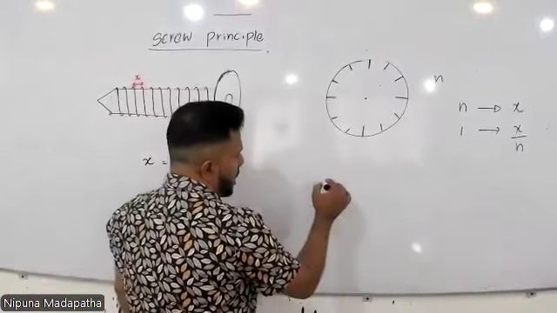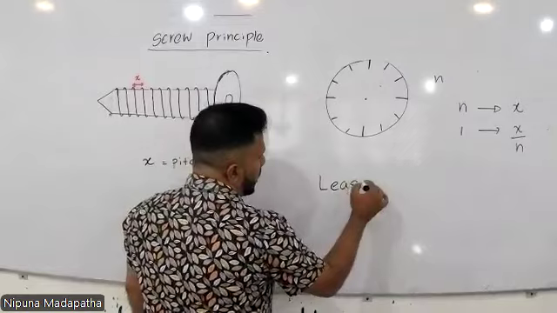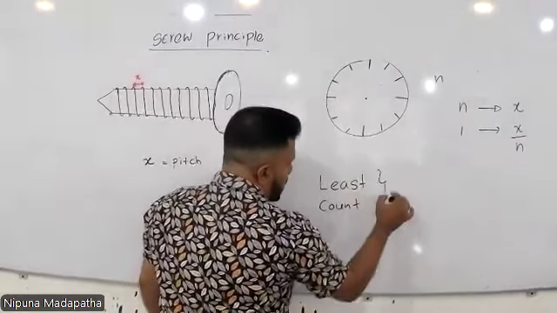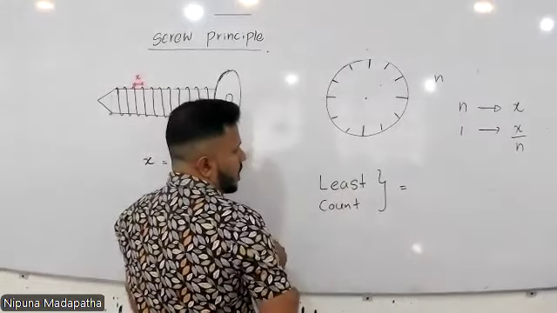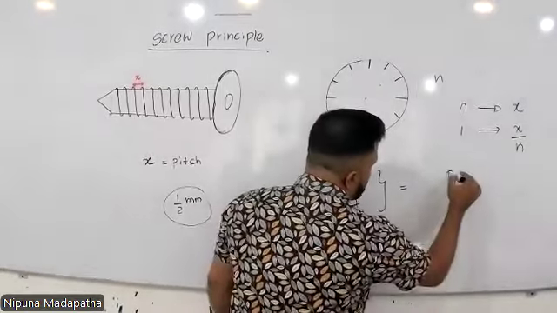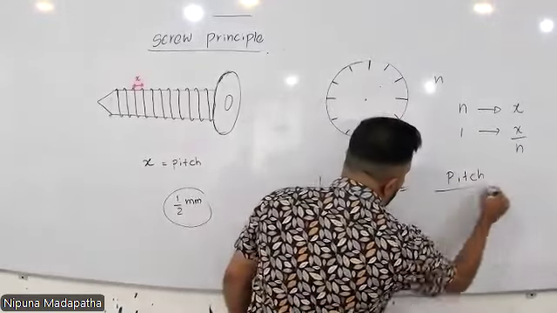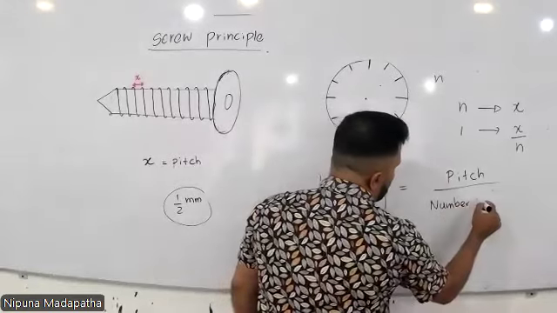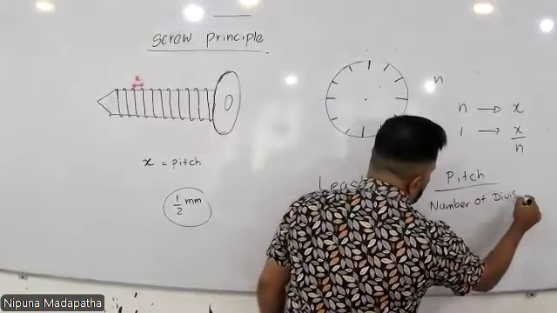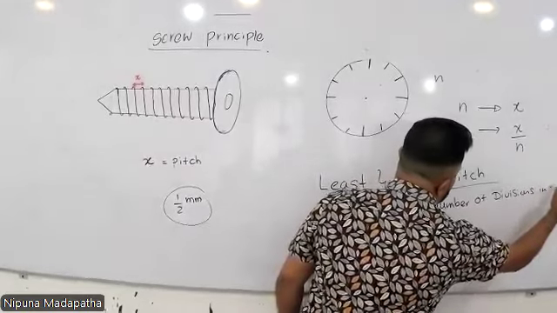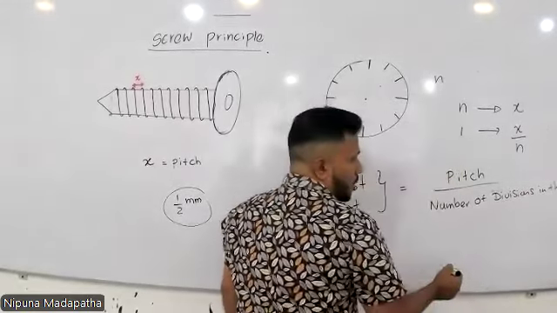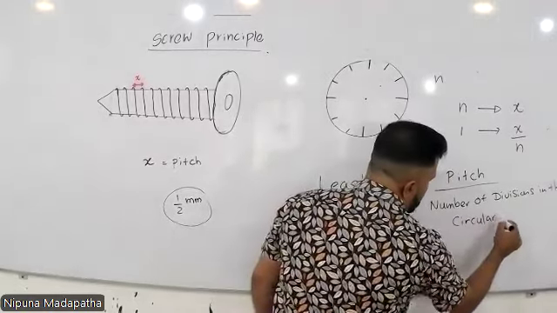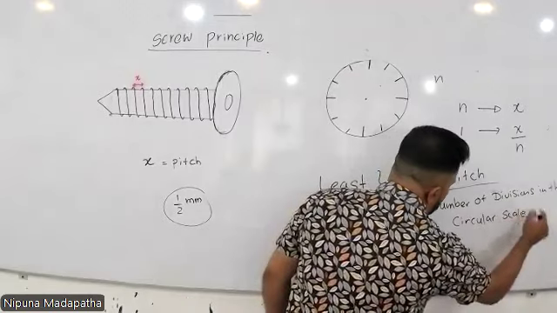So this is known as the least count of an instrument which has the screw principle. It's very simple. Least count is pitch over the number of divisions in the circular scale. The scale is circular, not a linear scale.